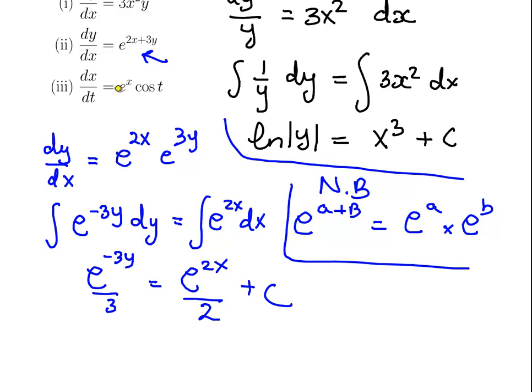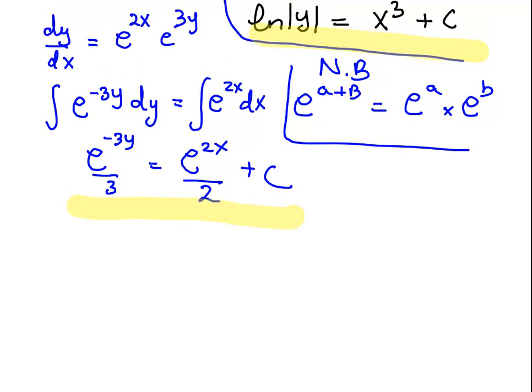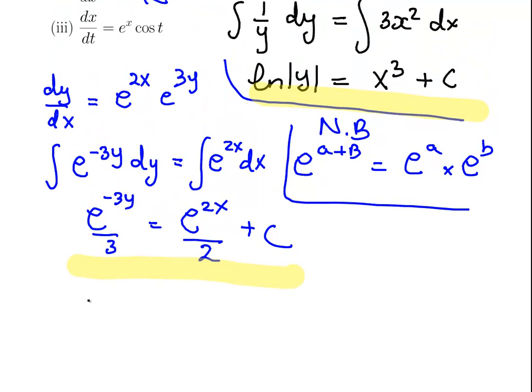So the answer to the first one is up there, and this is the answer to the second one. And the last one is dx over dt equals e to the x cos t. This looks straightforward enough. Let's do this one in red. dx over dt equals e to the x cos t.